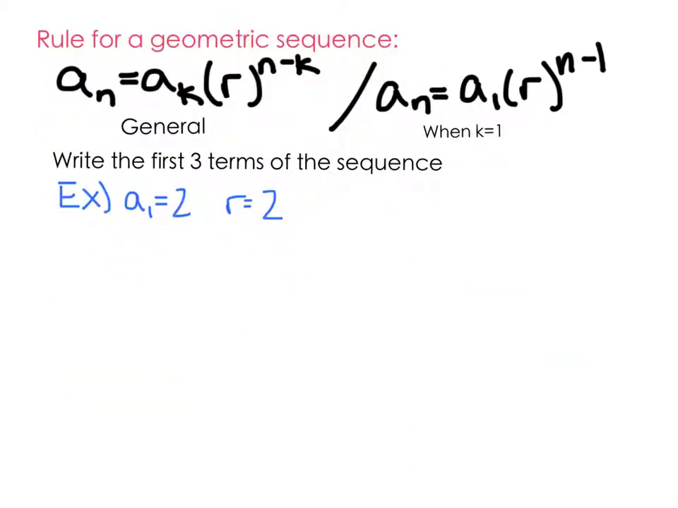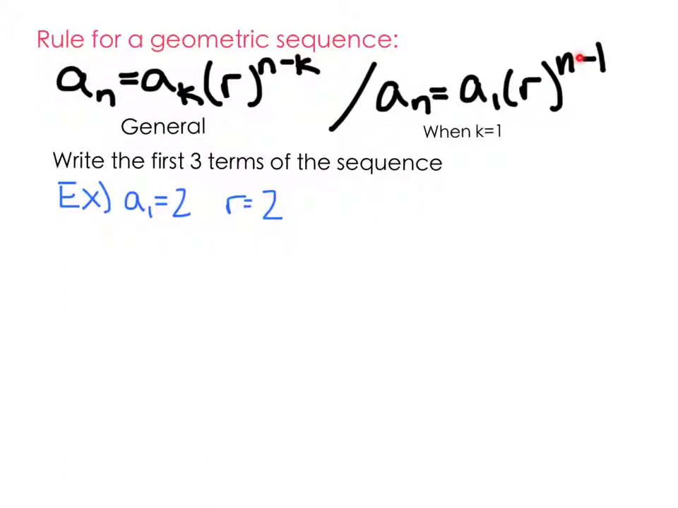Rules for a geometric sequence. a sub n equals a sub k times r to the n minus k. That's if k is not equal to 1, or the one that you see most often on the internet is a sub n equals a sub 1 times r to the n minus 1. So we're going to use this to write the first three terms of the sequence. We're given a sub 1 equals 2 and r equals 2. So really it doesn't matter what formula we use. We were given a sub 1, so we can use this formula over here.